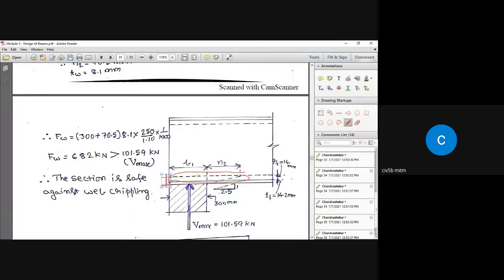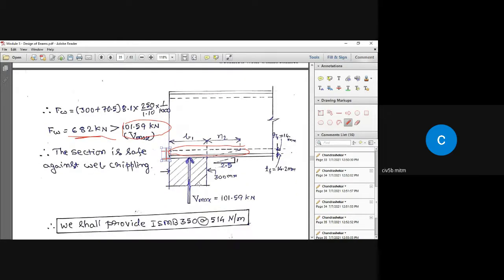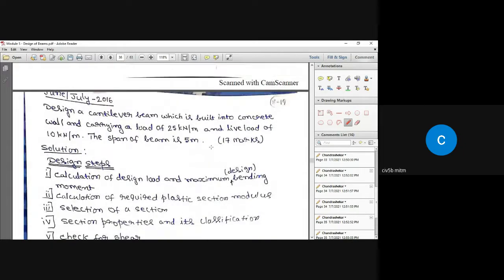That means web crippling happens at the design load of 682 kilonewton. But we are only applying a design load of 101.59 kilonewton. Therefore, the section is adequate against web crippling failure. So web buckling happens at the mid depth. Web crippling happens at the bottom, at the point closest to the concentrated load. Okay, this completes the problem. Next, we will go to the next problem.